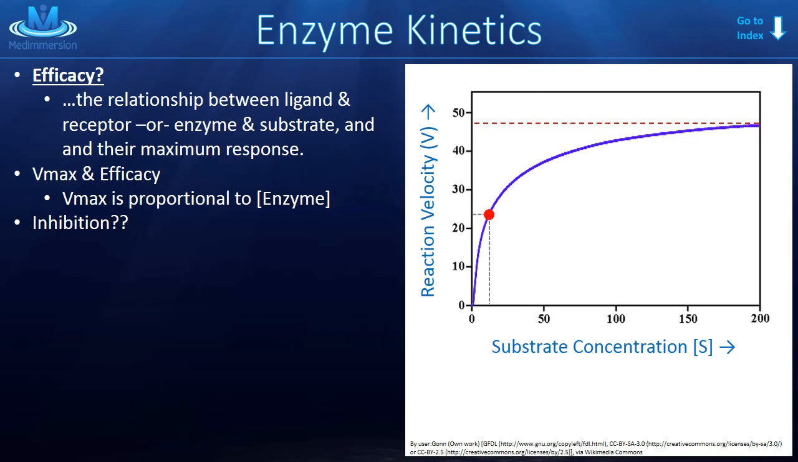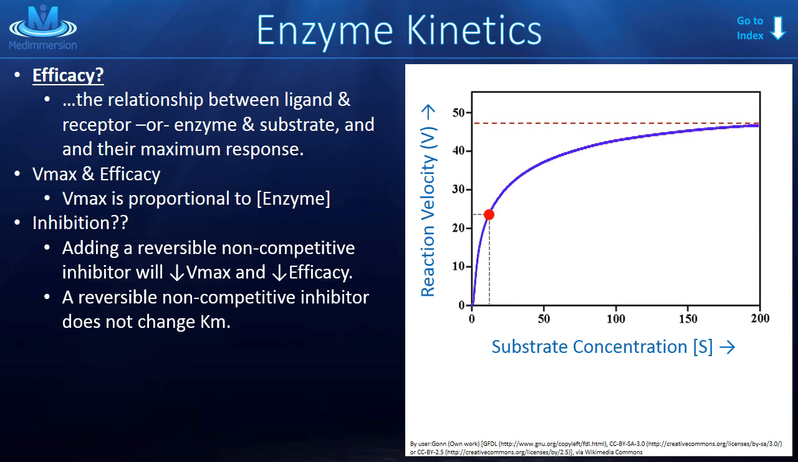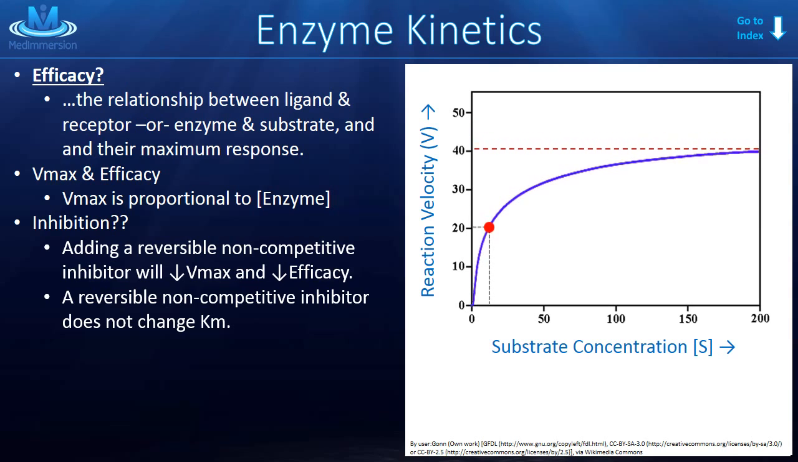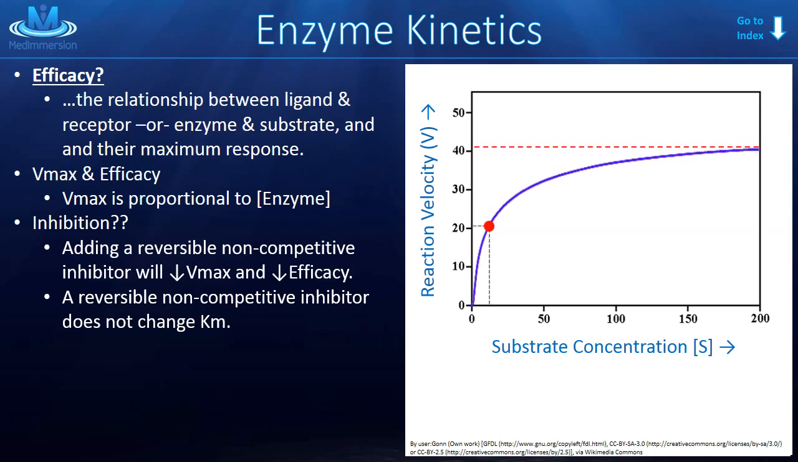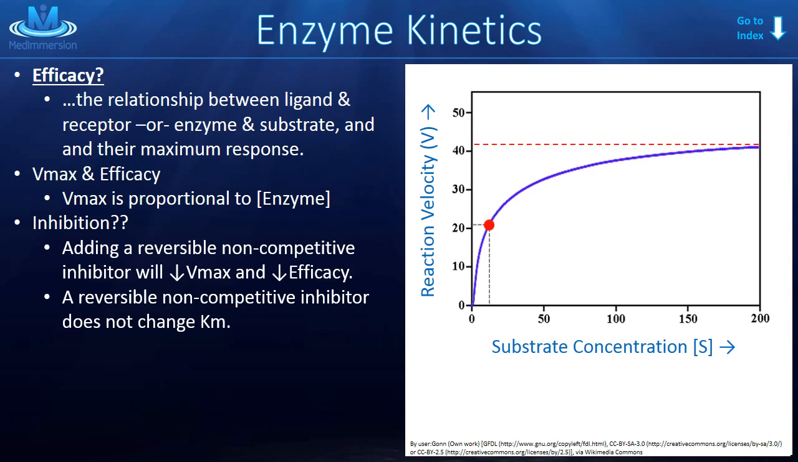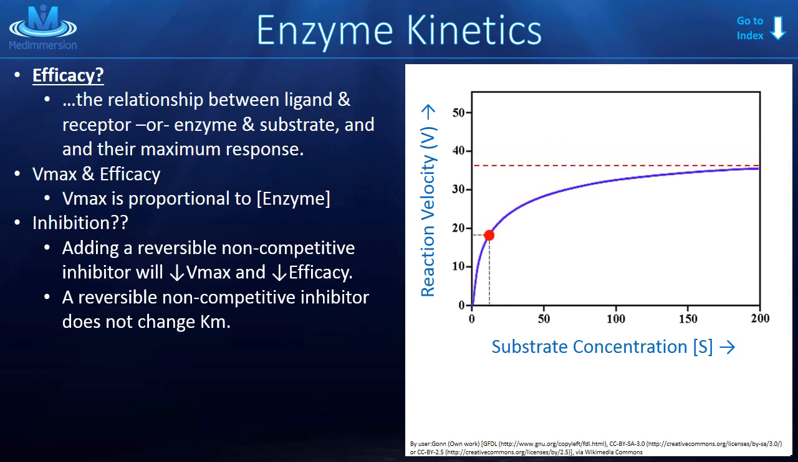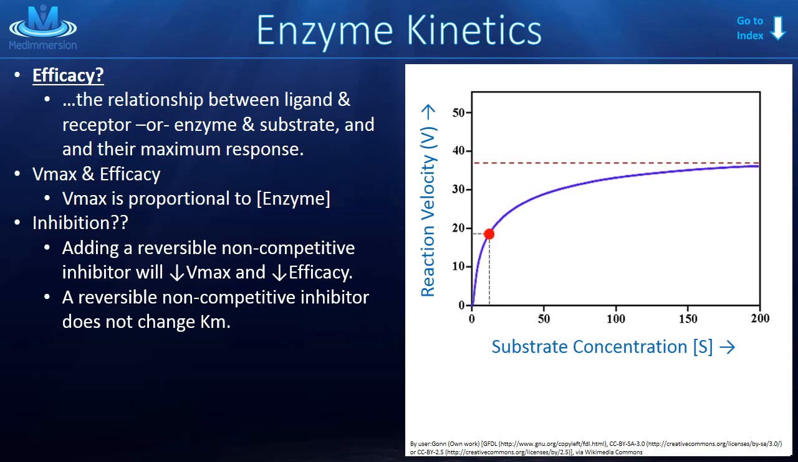So again, let's talk about inhibition. Non-competitive inhibitors decrease the Vmax and decrease the efficacy. However, a non-competitive inhibitor does not change the Km, or the Michaelis constant. And it really does make sense if you just think about how non-competitive inhibitors work. They just cause a general slowing down of the enzymes without directly interfering with the enzyme and its substrate binding to the active site. So the graph looks something like what you see on the right.